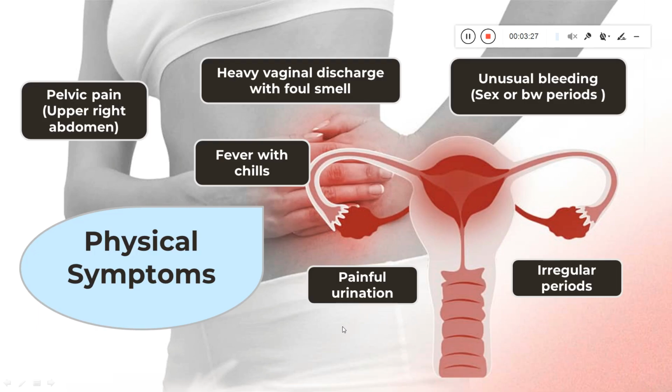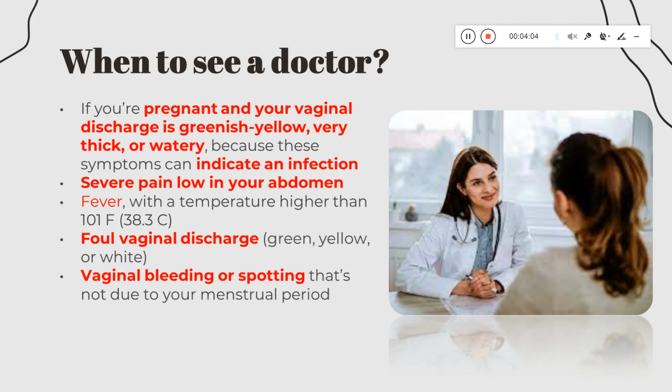Coming to the physical symptoms, you can have pelvic pain, as I told you. This usually happens in the upper right abdomen, and you can have a lot of foul smelling vaginal discharge. This is one more indication that you might be suffering from this particular condition. You can have unusual bleeding. During sex, you may have this bleeding, or between periods, where your period is not due, but still you have some unusual bleeding in between. That might be because of this infection. You can have fever with chills. You can have painful urination because of inflammation in that area, and you can have irregular periods. These are a few physical symptoms which can happen because of this particular situation.